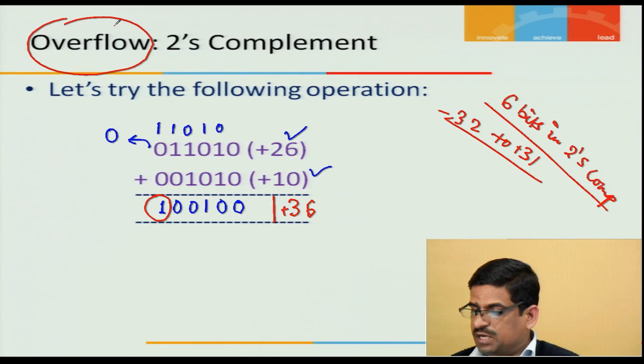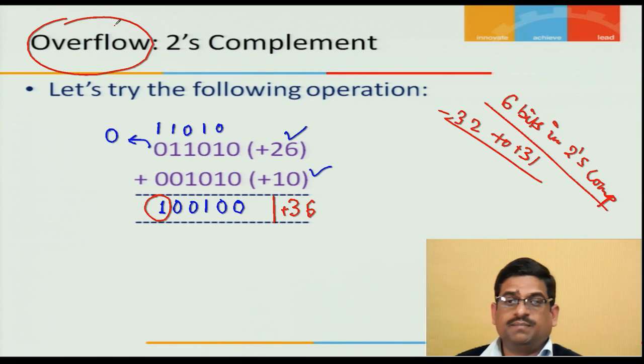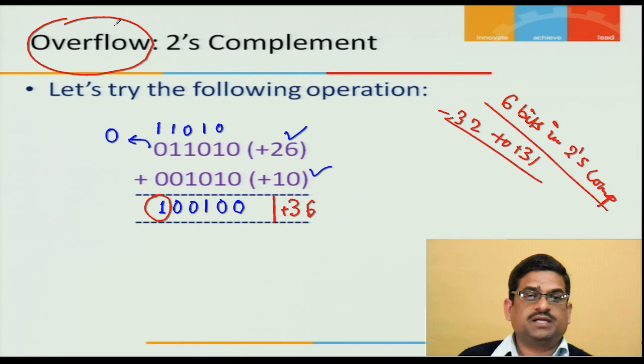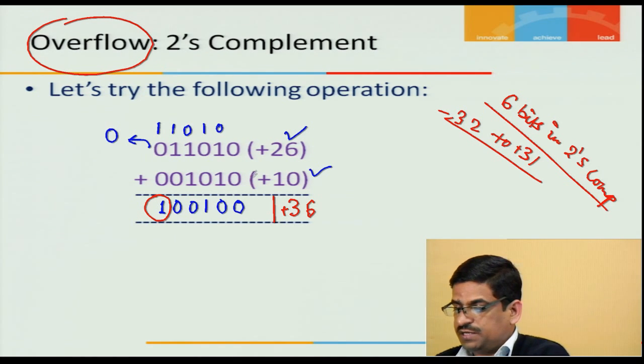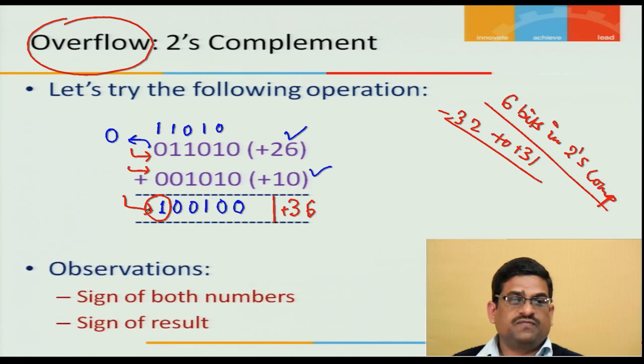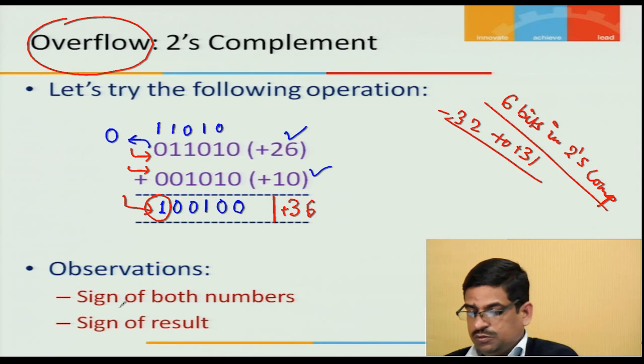My first simple observation is that I can make my system detect it. I need to specify the condition such that, if it is true, the result is incorrect or overflow has occurred. Here, two positive numbers I am adding, so the sign bit of the numbers I am adding is 0, and the sign bit of the result I am getting is 1.